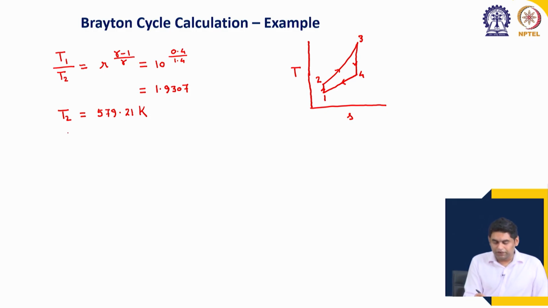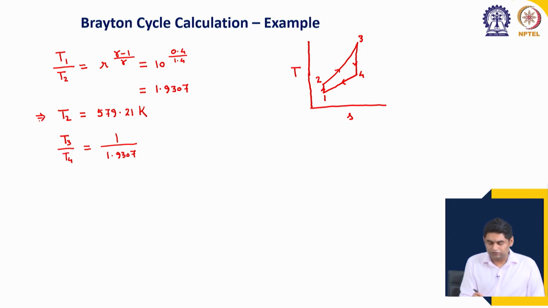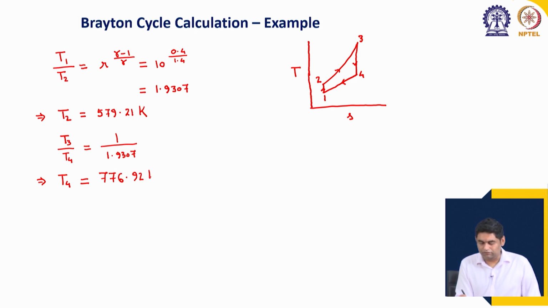Okay. So, similarly, T 3 by T 4, this we know that this should be equal to 1 by R to the power gamma minus 1 by gamma. So, this is equal to 1 by 1.9307, okay, which means that T 3 is known. Remember, T 3 is 1500. Okay. In the first case, T 1 was known. So, here T 3 is known, 1500. So, we get the value of T 4. T 4 comes out to be 776.92 Kelvin. Okay.